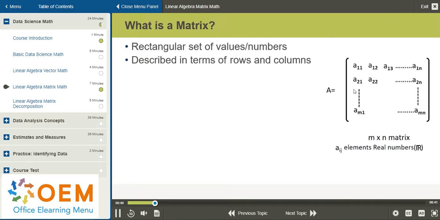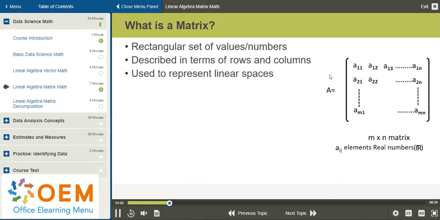So in this matrix A, we have an M by N matrix: M rows and N columns. The last entry in the bottom right is the AMN entry. So we identify each entry by these two numbers put in as a subscript. And typically we're dealing with entries as real numbers, but not always.